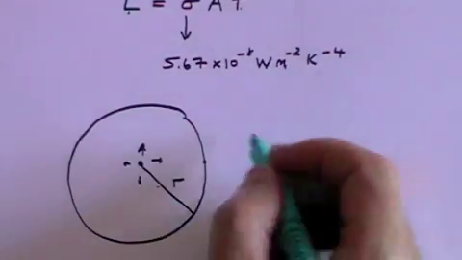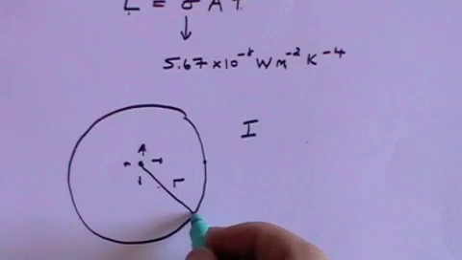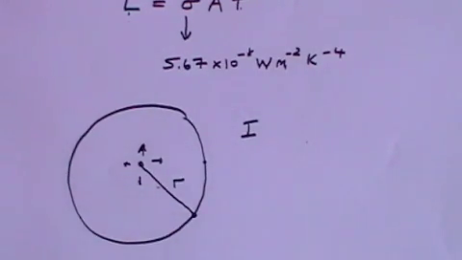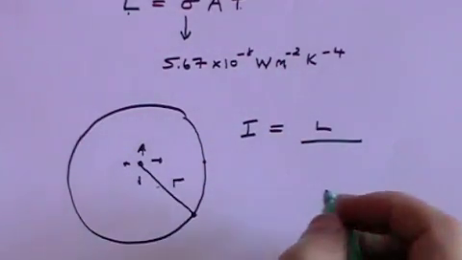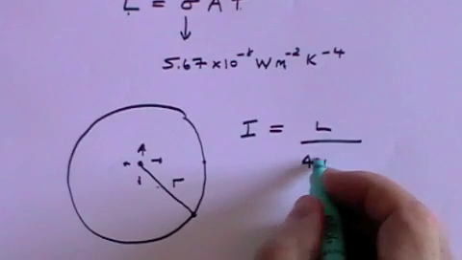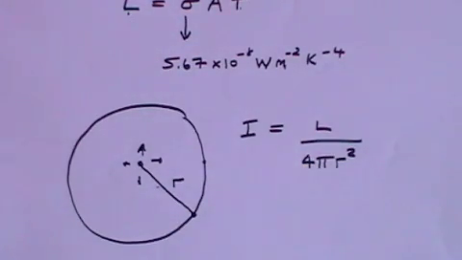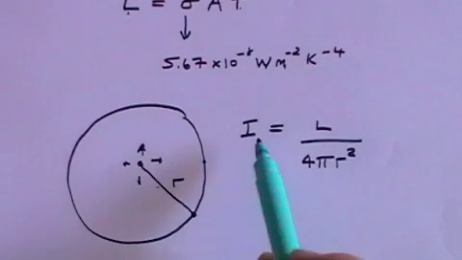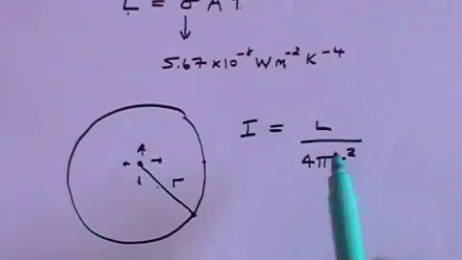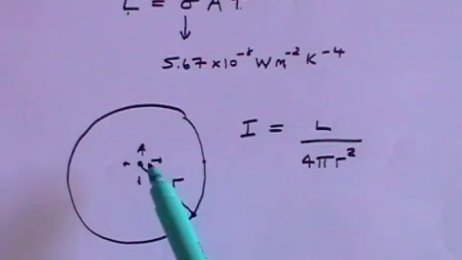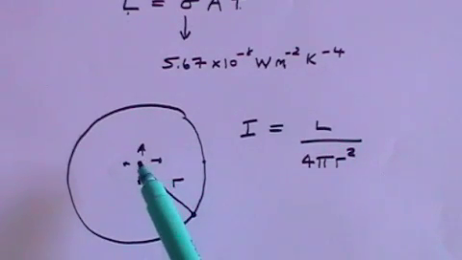And so the intensity that hits any point on that sphere will equal the luminosity divided by the surface area of the sphere, which is 4 pi r squared. And now we've got a relationship between the perceived intensity at a point and the luminosity of the star, which is the total energy that is being radiated per second.